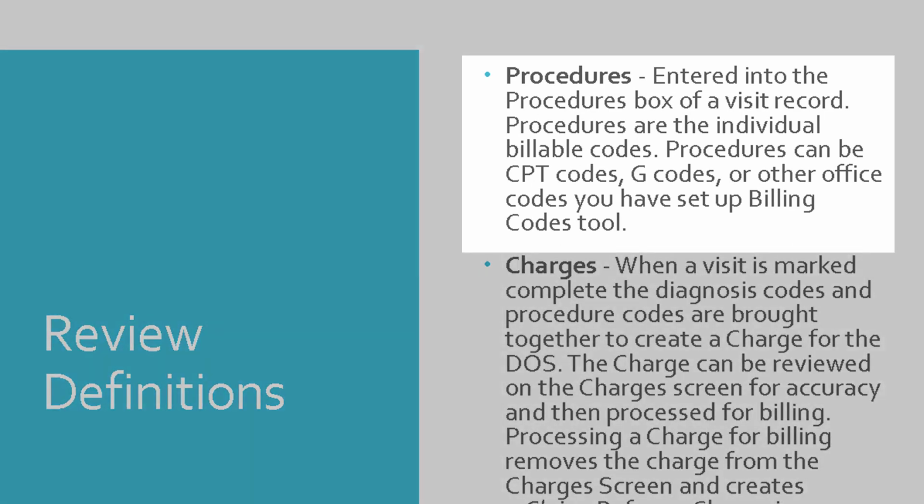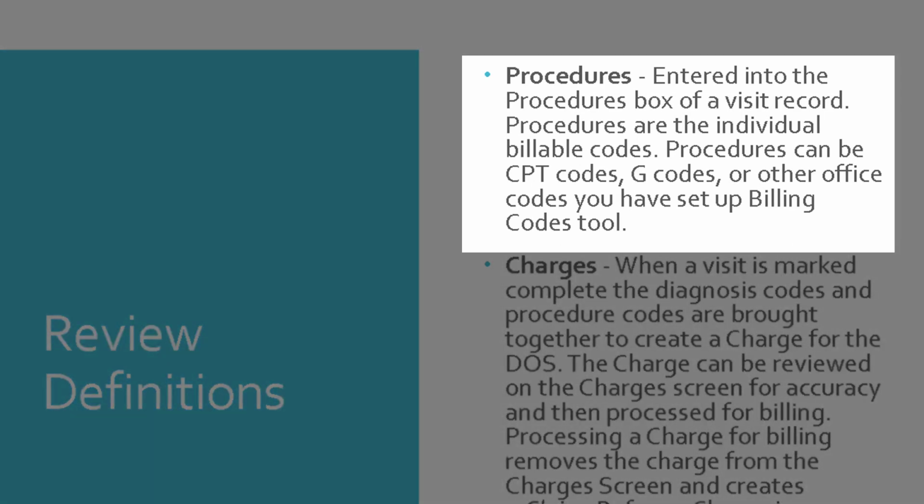Procedures are codes that can have a dollar value associated with them. Procedures can be published CPT or G codes. Procedures can also be office codes defined by your office and set to never be included in electronic or printed claims and assigned as patient responsibility immediately.